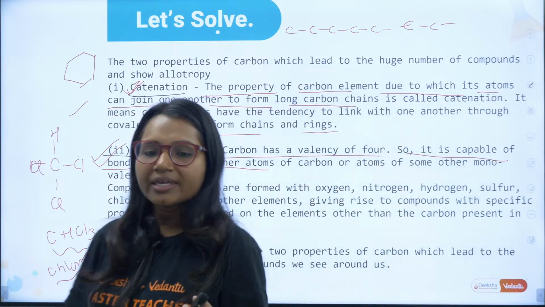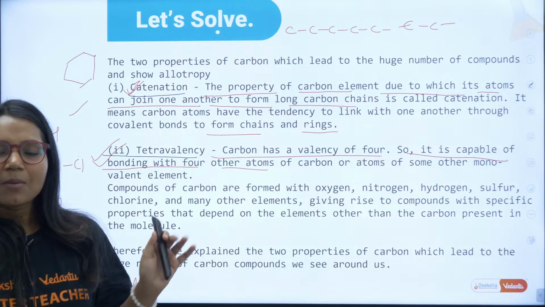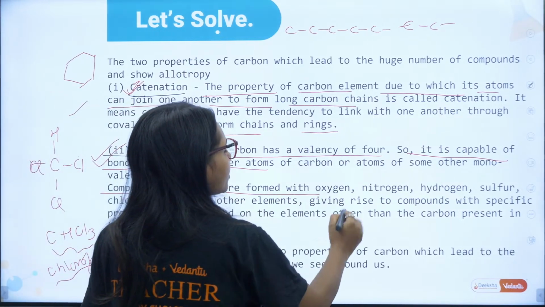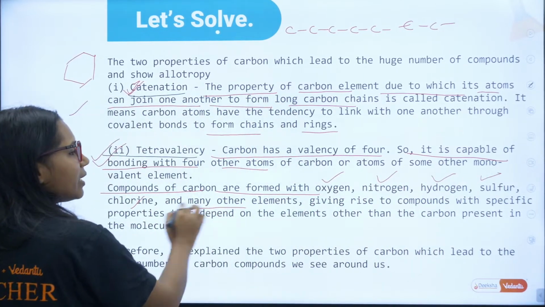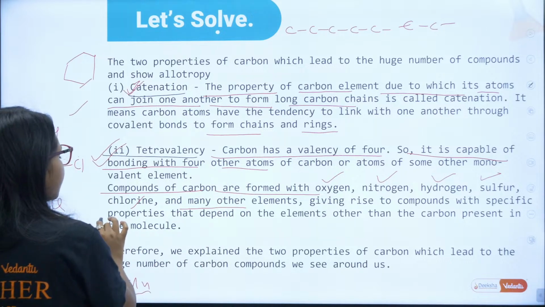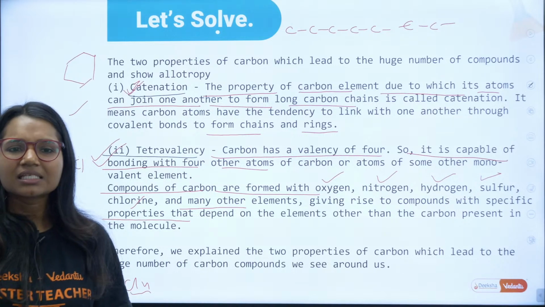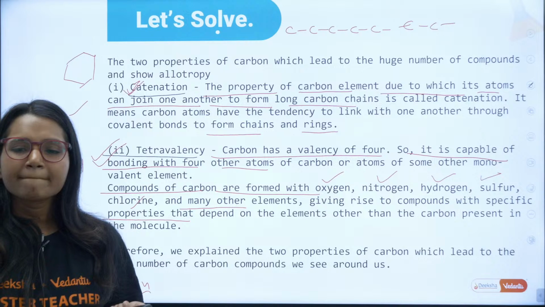Give me a thumbs up if you have understood this question. If it comes in the exam, you will be able to write it. Compounds of carbon are formed with oxygen, nitrogen, hydrogen, sulfur, chlorine and many other elements, giving rise to compounds with specific properties. Every compound will have different properties. So can I change the slide? Did you guys understand this question? Yes.